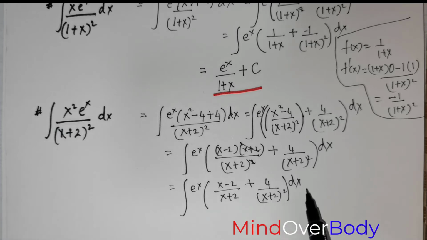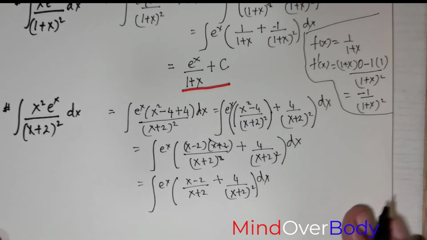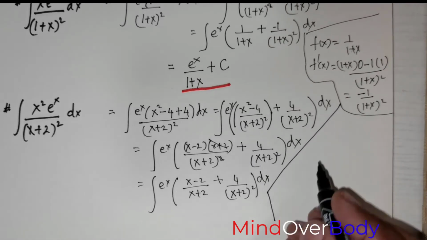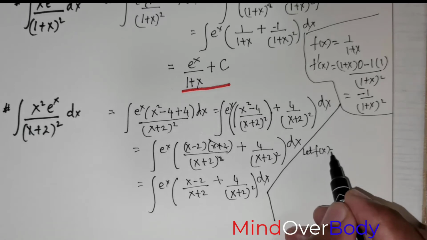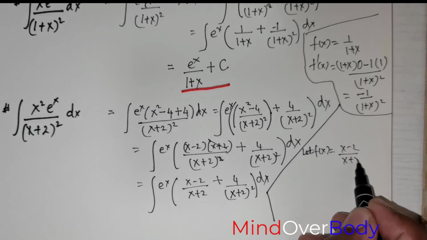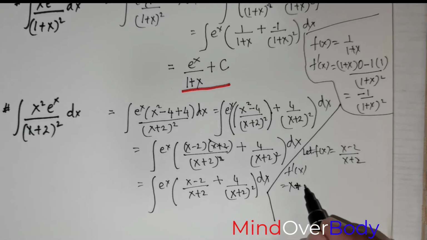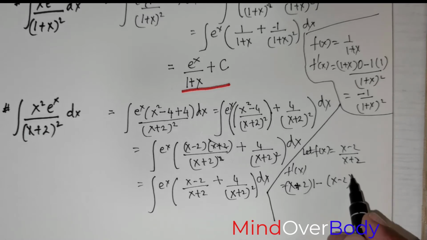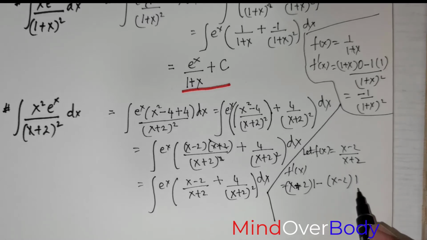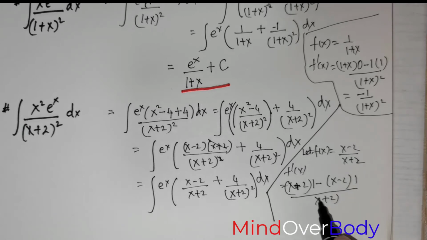Now the solution can easily be achieved if I can show that 4 over (x plus 2) raised to the power of 2 is the differentiation of (x minus 2) over (x plus 2). So for that, let me just use this space here. So let me just take f of x to be equal to (x minus 2) over (x plus 2), and for f dash of x I'm going to apply the u over v method. So this is going to be (x plus 2) times the differential of (x minus 2), that's going to be 1, followed by a negative sign, (x minus 2) times the differentiation of (x plus 2), which is 1, divided by (x plus 2) raised to the power of 2.